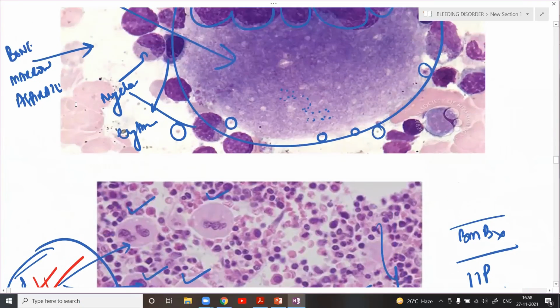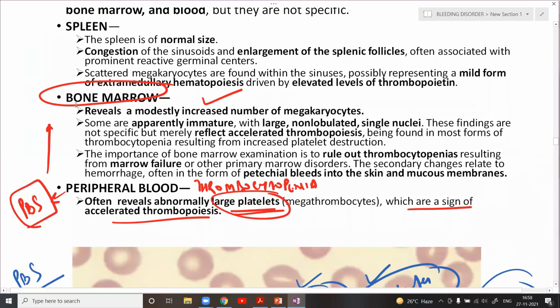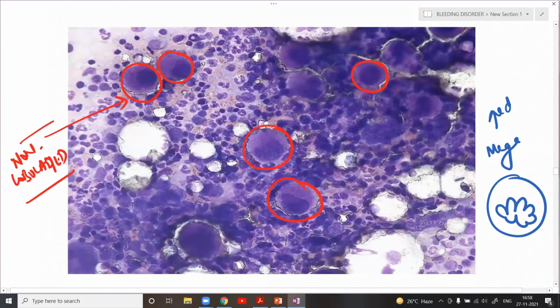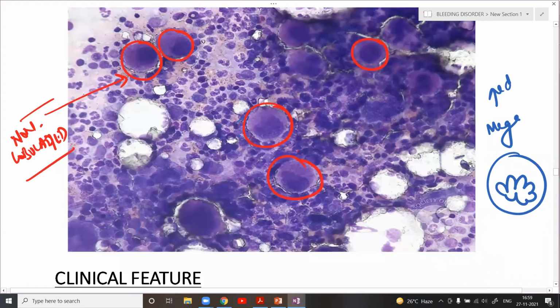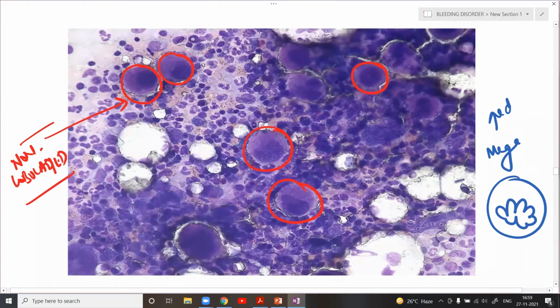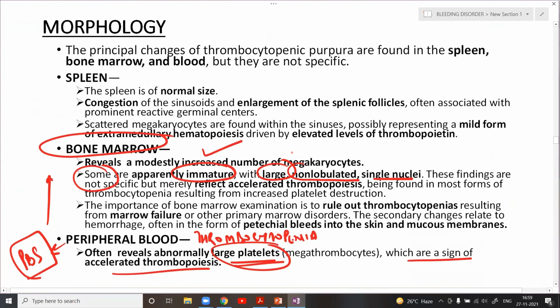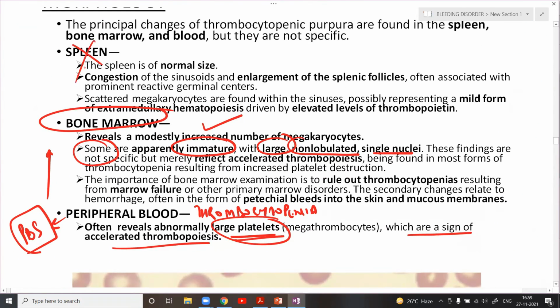Okay, not only that, because there's an accelerated thrombopoiesis, you are going to see some of the megakaryocytes are immature, they are large and have a non-lobulated single nucleus. Yes or no? See over here, have I not shown you this? So all these are features of accelerated thrombopoiesis secondary to platelet destruction. Okay, now is the point very clear? When and how are you going to diagnose a case of ITP? Whether you write about the spleen or you don't is not important, but you have to start with the peripheral blood and you have to write these two features when you're writing an answer on ITP. Is this very clear to everyone?